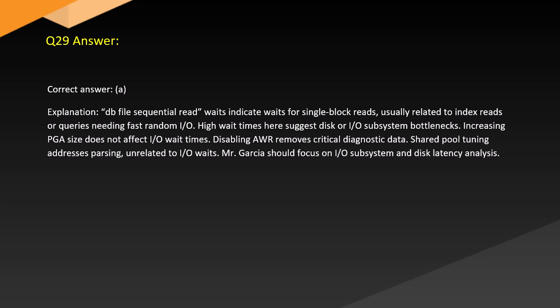Answer. Correct answer: A. Explanation. DB file sequential read waits indicate waits for single block reads, usually related to index reads or queries needing fast random I/O. High wait times here suggest disk or I/O subsystem bottlenecks. Increasing PGA size does not affect I/O wait times. Disabling AWR removes critical diagnostic data. Shared pool tuning addresses parsing, unrelated to I/O waits. Mr. Garcia should focus on I/O subsystem and disk latency analysis.